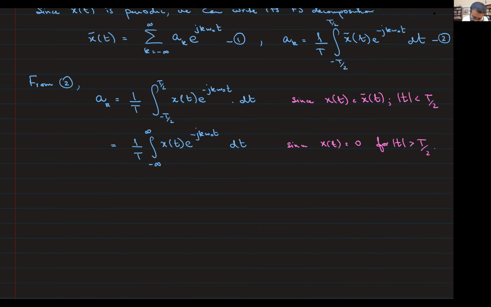Now, this implies that a k times T is equal to something which looks like the following: the integral from minus infinity to plus infinity of x of t e raised to power minus j k omega naught t dt.